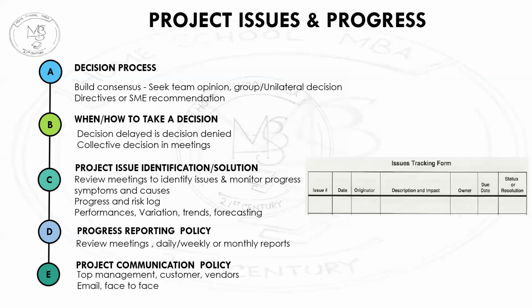Then is the progress reporting policy. Now, what does this mean? It means deciding when you will have the review meetings. Will it be daily? Will it be weekly? Or will it be monthly reports? And what will you discuss?